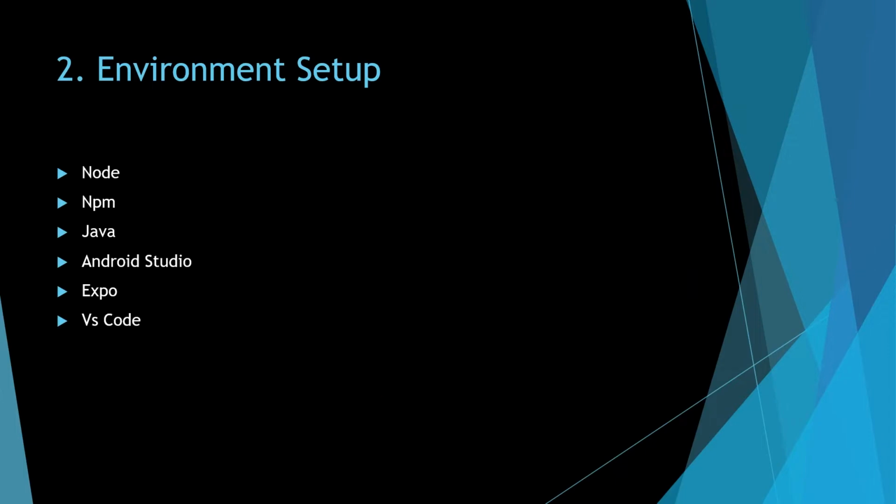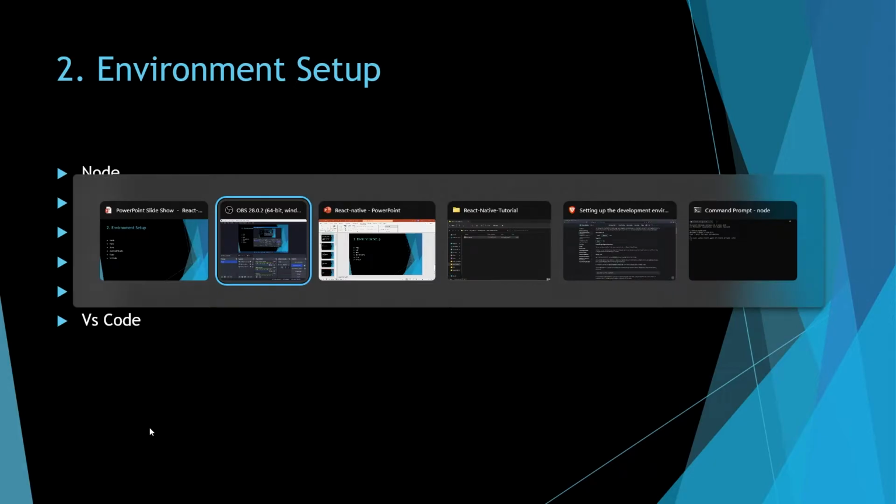So this is our second tutorial on React Native, and in this tutorial we are going to set up the development environment. In the previous tutorial we learned about the difference between React and React Native. So if you haven't watched that, you can watch that. To get started with React Native, we will need these software: Node, npm, Java, Android Studio, Expo, and VS Code. So let's start one by one.